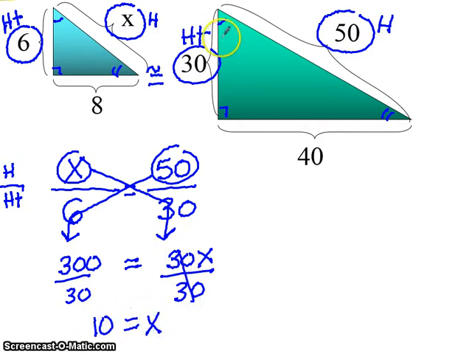So this missing dimension, if this triangle is to be similar to this one, then this missing dimension has to be 10. Now, we do not know if it's 10 inches, 10 feet. We know that it's 10 units. Whatever these units are, the 10 will have as well.